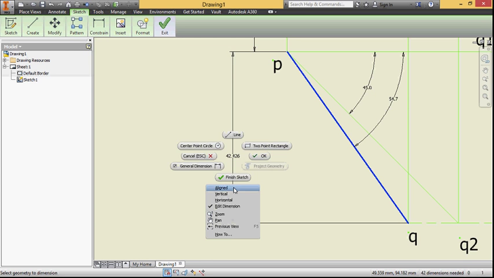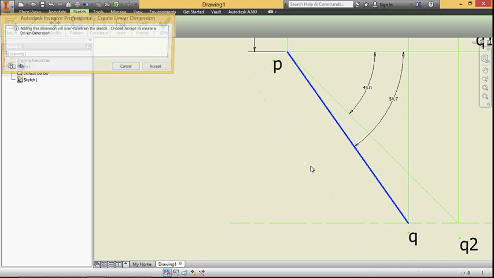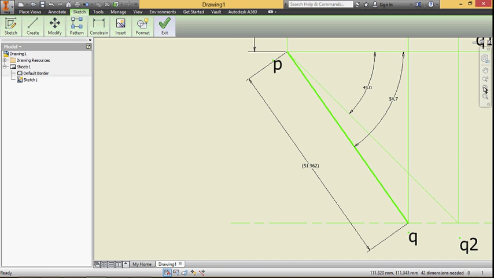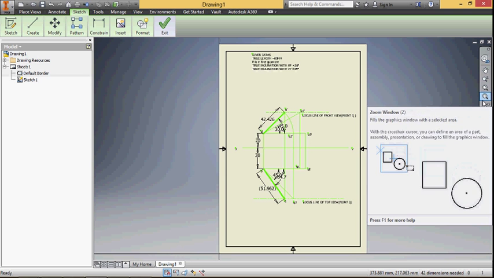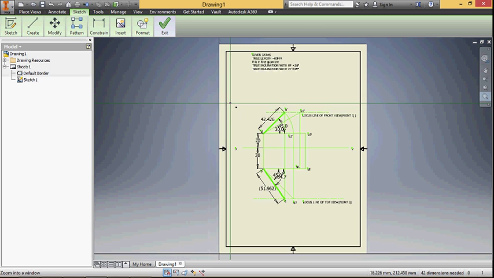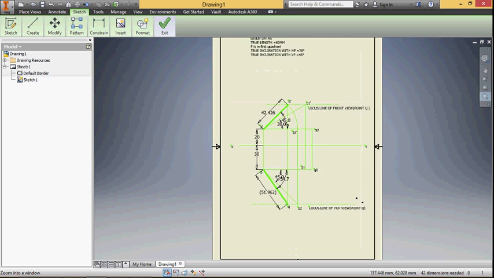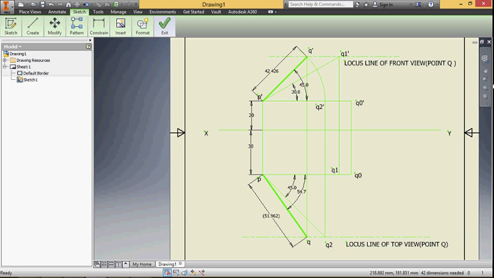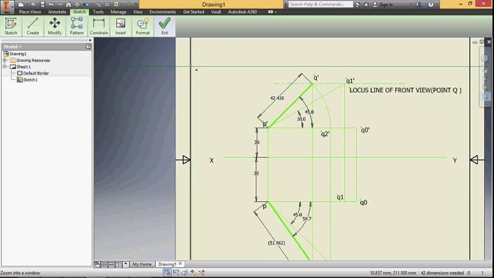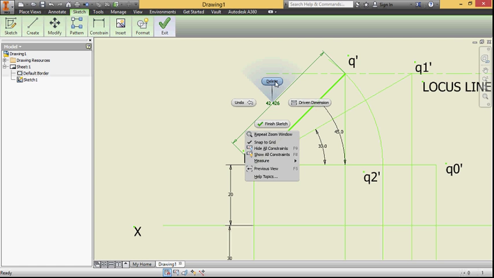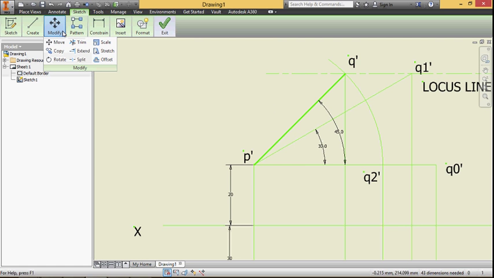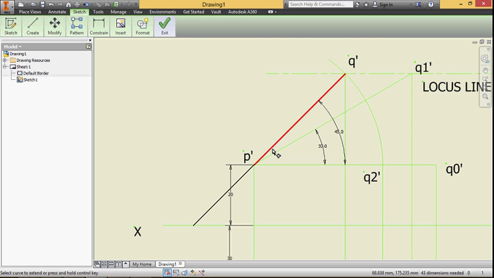Then the length of the top view is 51.962 millimeter. Then find the traces, horizontal trace and vertical trace. First you extend the front view such that it will touch the reference line.